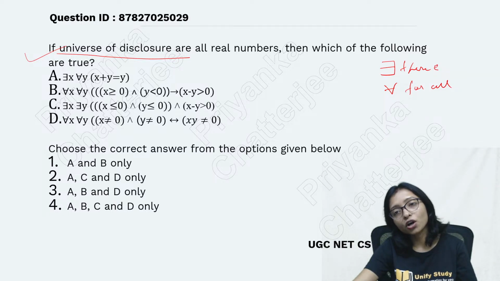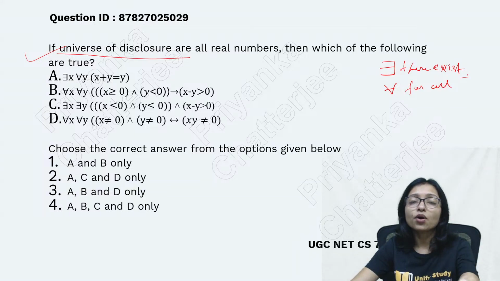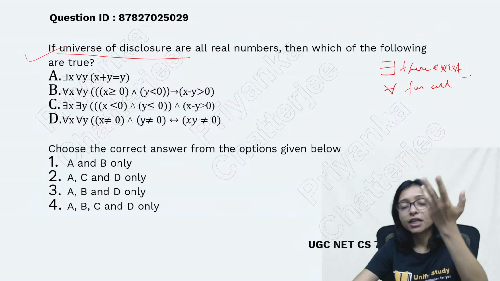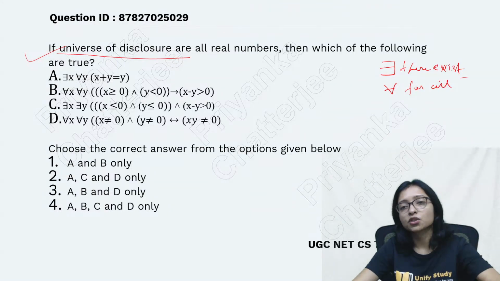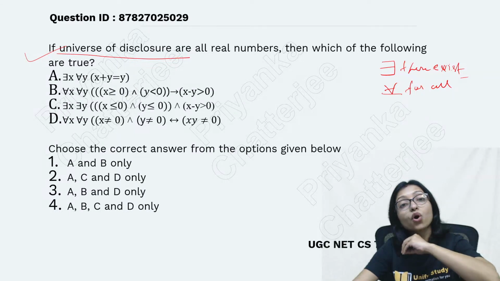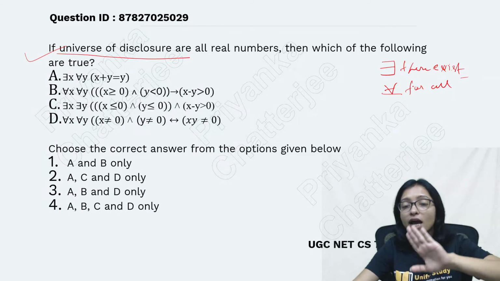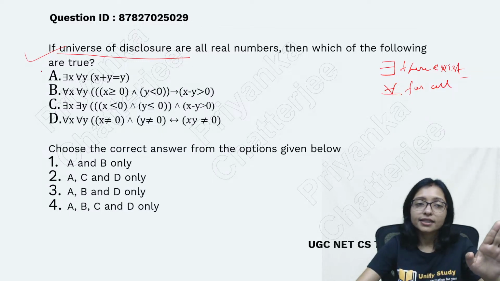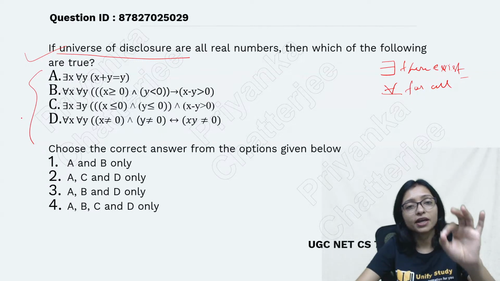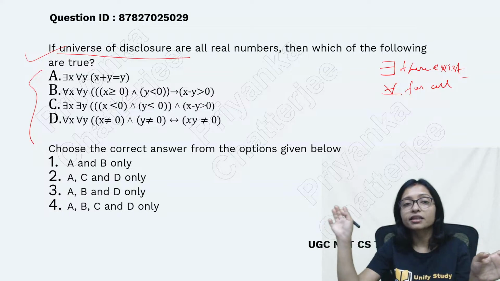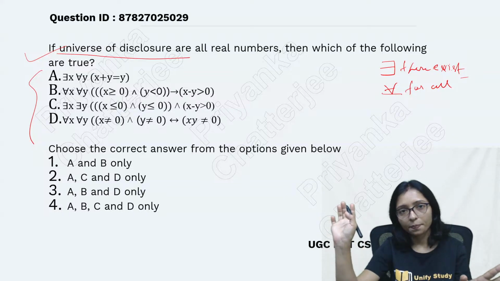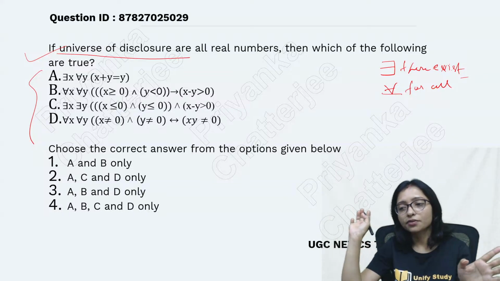These two symbols only you need to understand. There exists means some of the elements are true, any one is true or some of them are true. For all means all are true. That is the only difference. And this type of question is very popular nowadays. They are repeatedly asking questions like this. So tell me what is the answer for this.